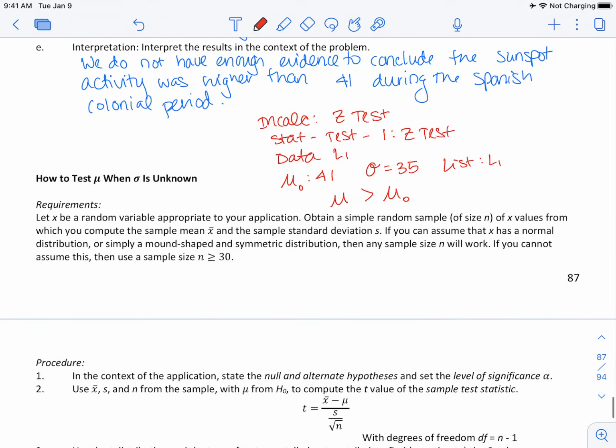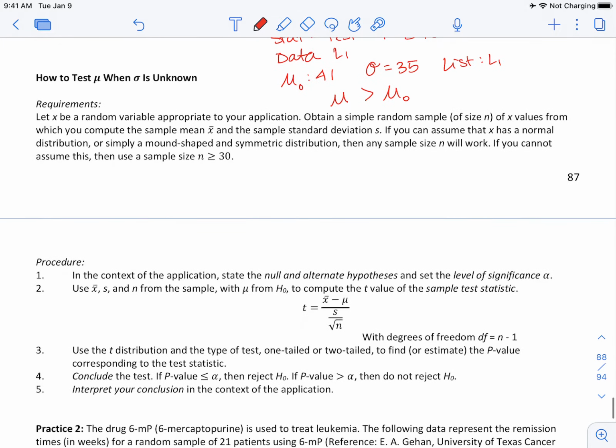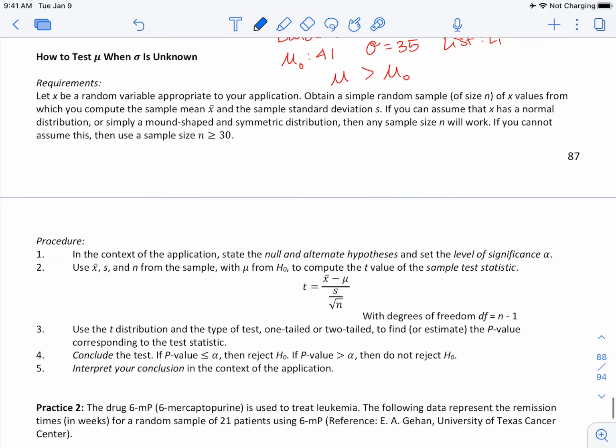All right, how to test mu when sigma is unknown. So let x be a random variable appropriate to your application. Obtain a simple random sample of size n of x values from which you compute the sample mean x bar and sample standard deviation s. If you can assume that x has a normal distribution or simply a mound shape and symmetric distribution, then any sample size n will work. If you cannot assume this, then use a sample size n greater than or equal to 30.